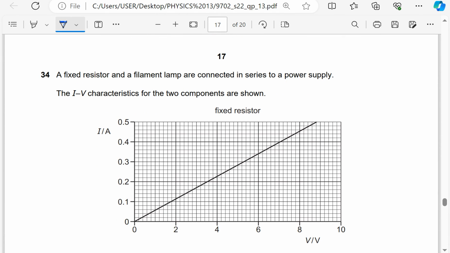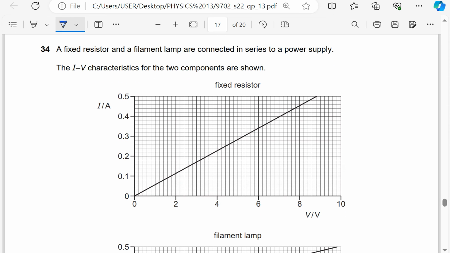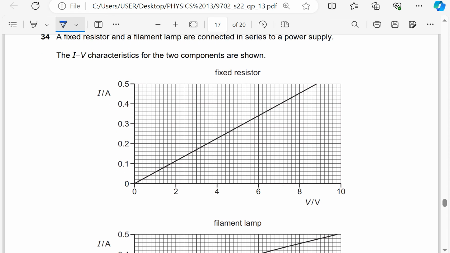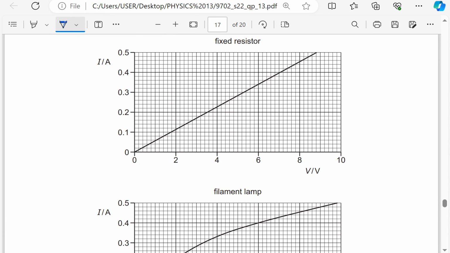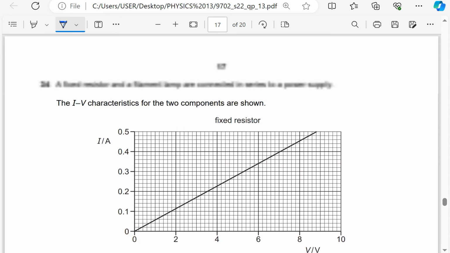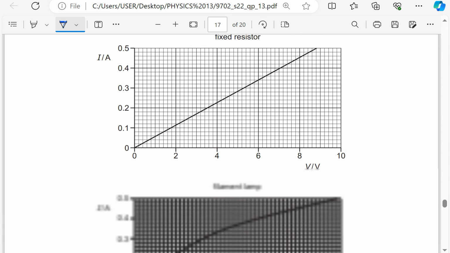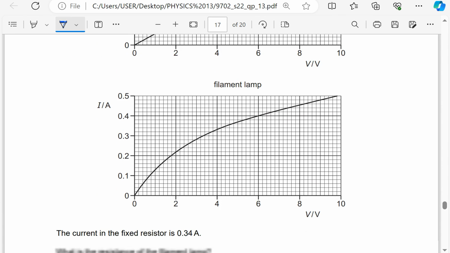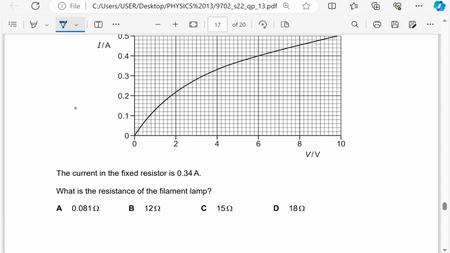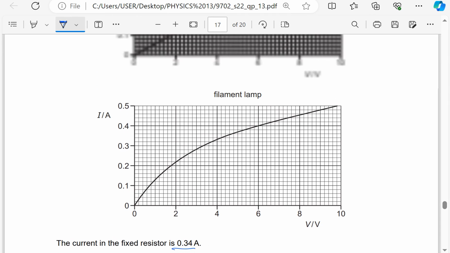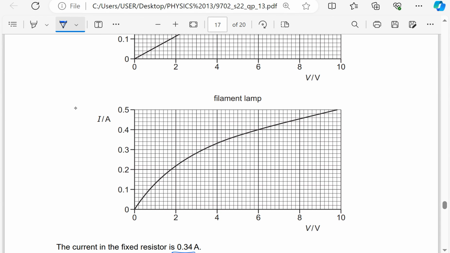A fixed resistor and a filament lamp are connected in series to a power supply. The IV characteristics for the two components are shown. Because they are in series, the current is the same. They say the current in the fixed resistor is 0.34, so I will look for 0.34. The scale here is 0.1 divided by 5.